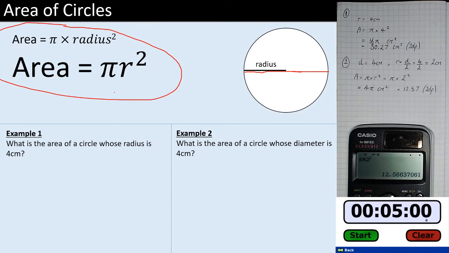So the thing now is to make sure that we've got plenty of practice. And we do have to make sure that we look to use the right bit of information. We need to check whether we've been given a radius or whether we've been given a diameter. And we need to make sure that if we have the diameter, we half it to get our radius.